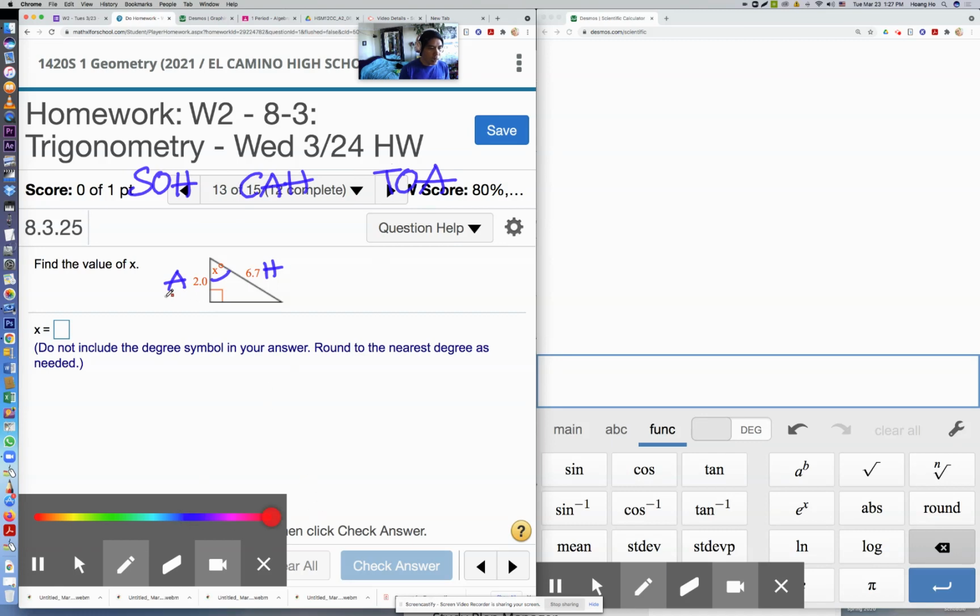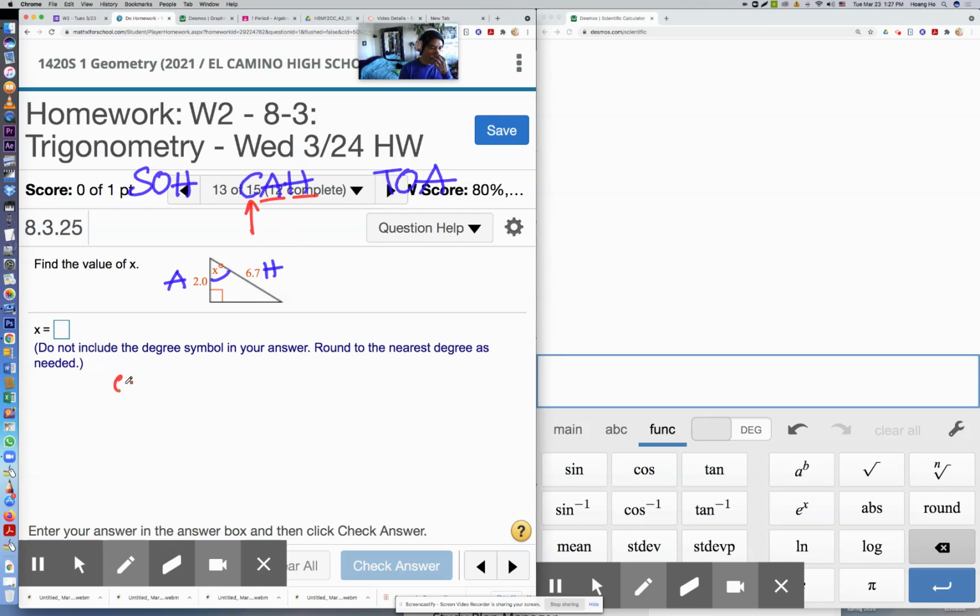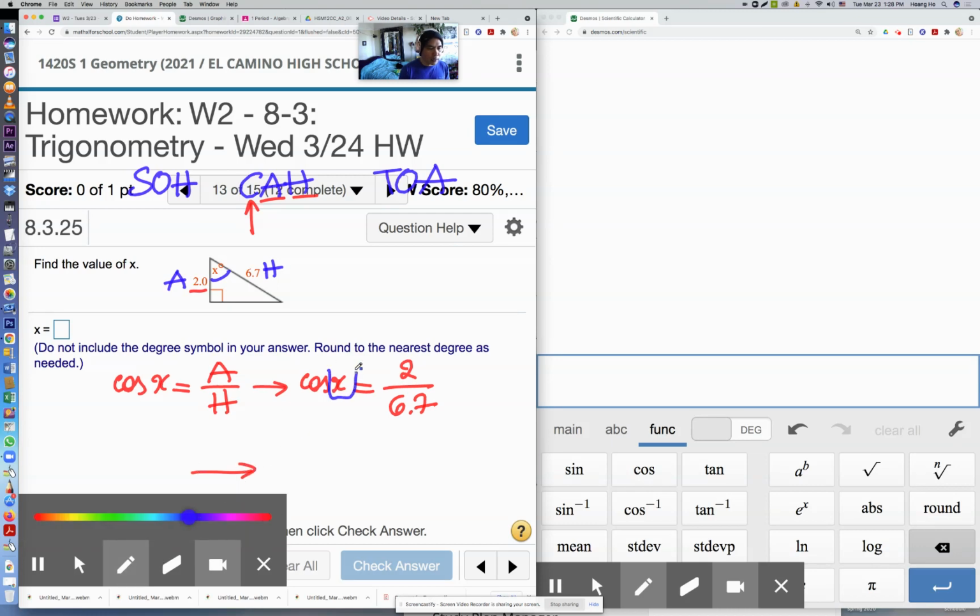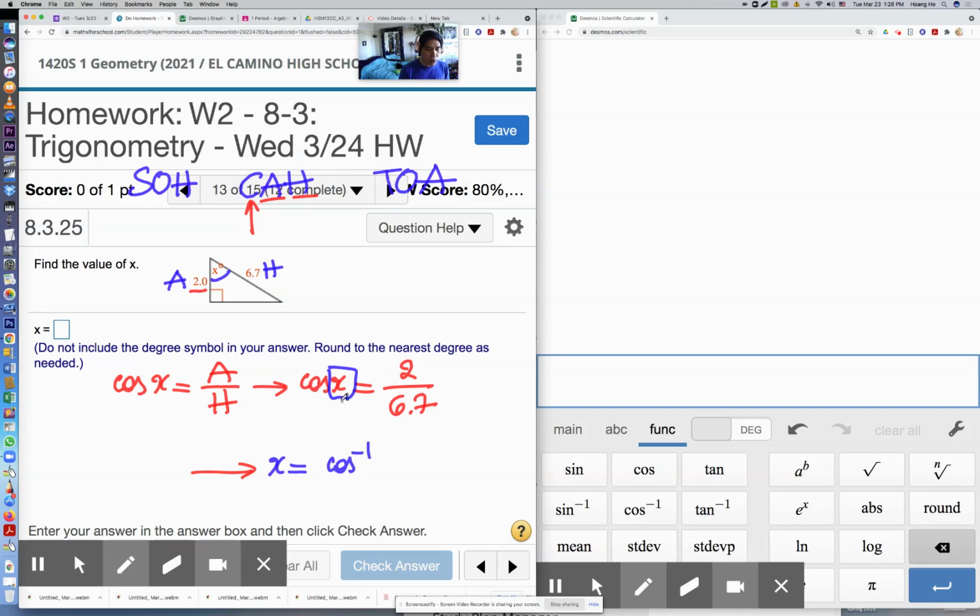So let's see over here. Adjacent and hypotenuse, you have to use cosine. Okay. So cosine of angle X equals adjacent over hypotenuse. Cosine of angle X equals adjacent, which happens to be 2, over hypotenuse 6.7. So very simple. If you want to find angle X, you take inverse cosine because you know cosine of angle X equals 2 over 6.7. So you take inverse cosine of 2 over 6.7 and you're done.